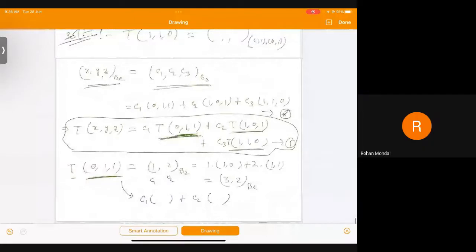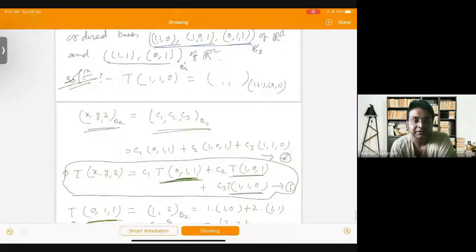Sir, I just wanted to make sure: this T of x, y, z, and c1, c2, c3, we are just representing the transformation with respect to T(0,1,1), T(1,0,1) and T(1,1,0), right, sir? Or no. Okay, I hope that this is fixed.